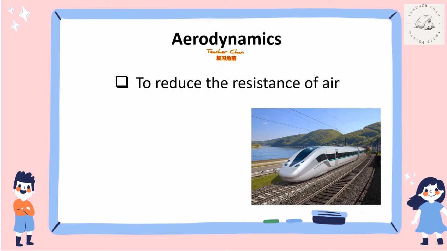Aerodynamic. For the design of an object that we can usually find on land or in the sky, we have to use an aerodynamic design because this design helps to reduce the resistance of air. When the air resistance is reduced, the forward force will be increased, then the object will move with a high velocity.